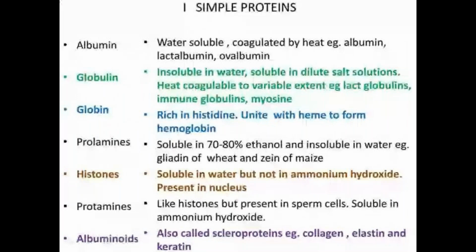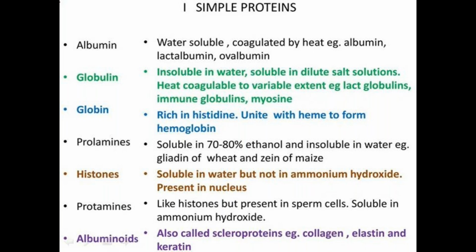There is a difference between globin and globulin also. Globin is rich in histidine, and it only combines with the heme portion, forming hemoglobin. Next, prolamines, these are soluble in 70 to 80% ethanol and insoluble in water.